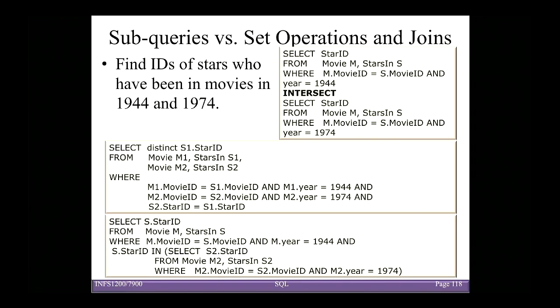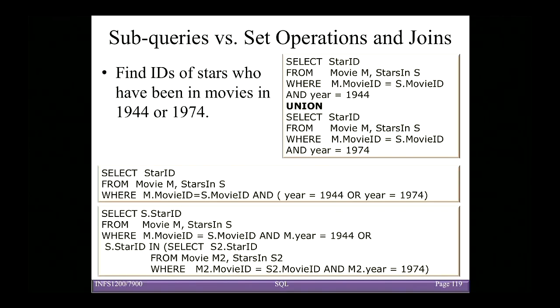Right? So that should hold, and also that should hold. But that other one using a nested query. Let's do the OR version. The OR version is just going to be the union. This is going to be the join version where the year is either 1944 or 1974. And here, instead of AND, now you've got an OR in your nested query version.